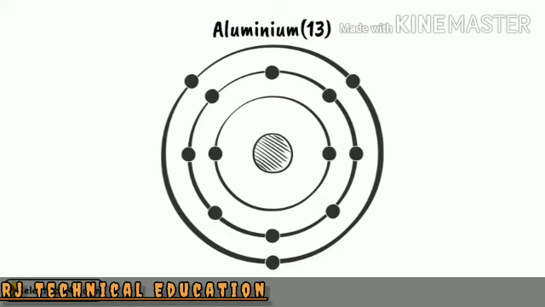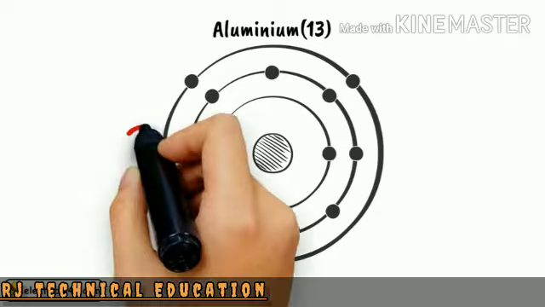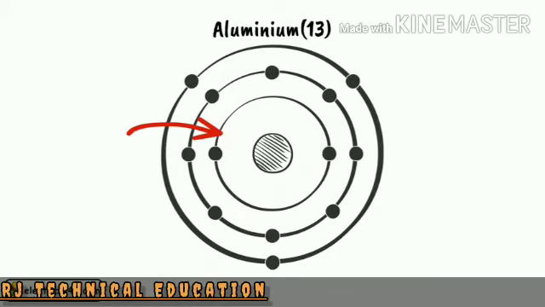The structure of an aluminium atom is shown in this figure. A definite amount of energy is required to remove the electron from its orbit. The energy required to remove the electron from the first orbit is much more as compared to the energy required to remove the electron from the outer orbit.